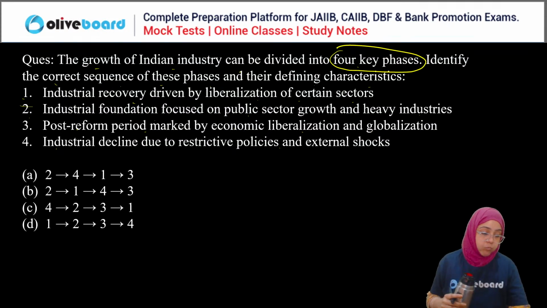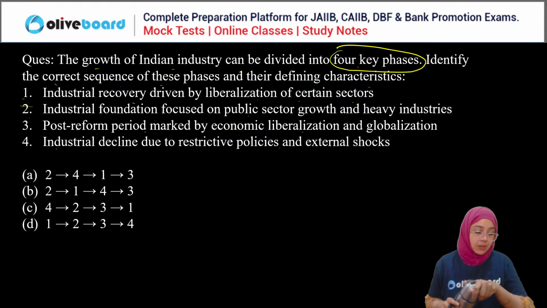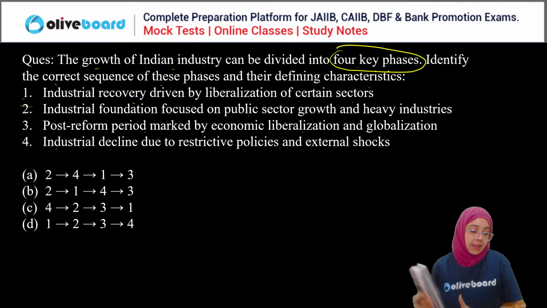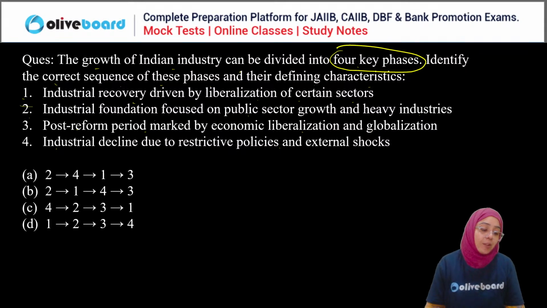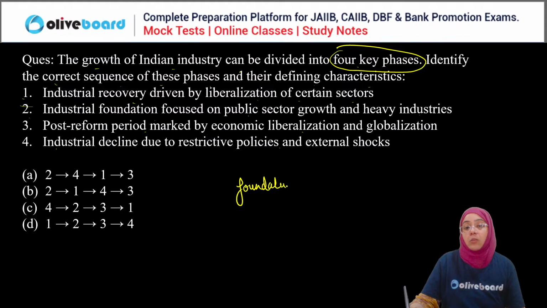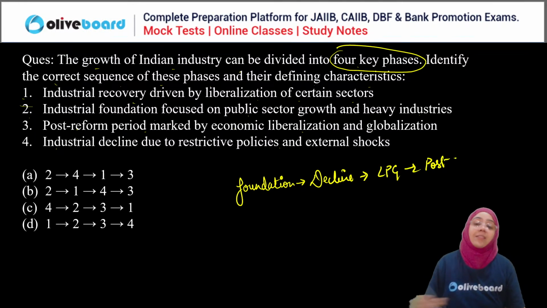Okay. Hema is saying A. Manikanta is also saying A. Sunil is also saying A. Sunny, 2413, A. Okay. The correct answer is what? The first phase was the industrial foundation phase, I have told you, right? Then there was a declining phase. Then LPG reforms were introduced, and then the post-liberalization phase. These are the four phases I have told you.